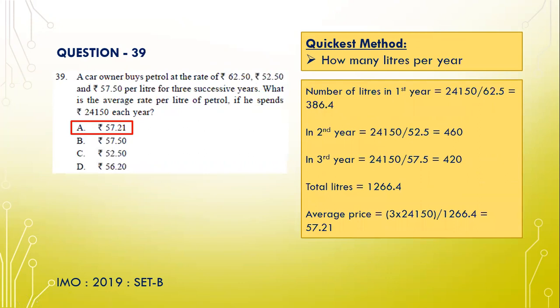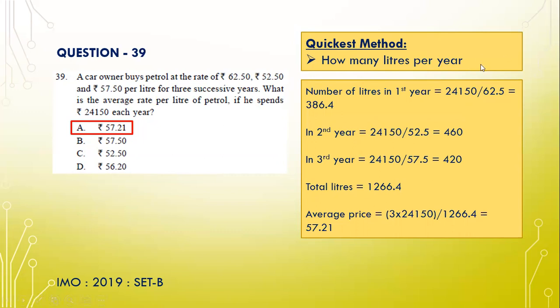A car owner buys petrol at the rate of 62.5 rupees, 52.5 rupees and 57.5 rupees per liter for 3 successive years. What is the average rate of a liter of petrol if he spends 24150 each year? What is the average rate of petrol?